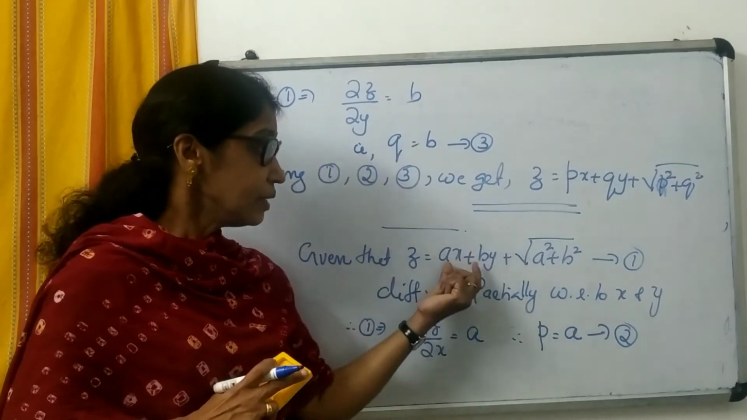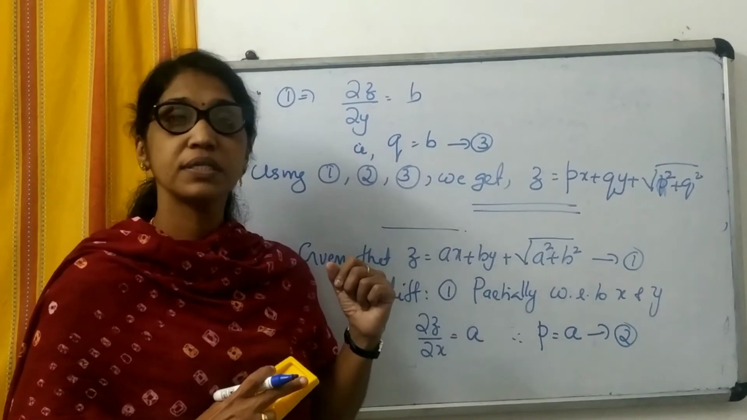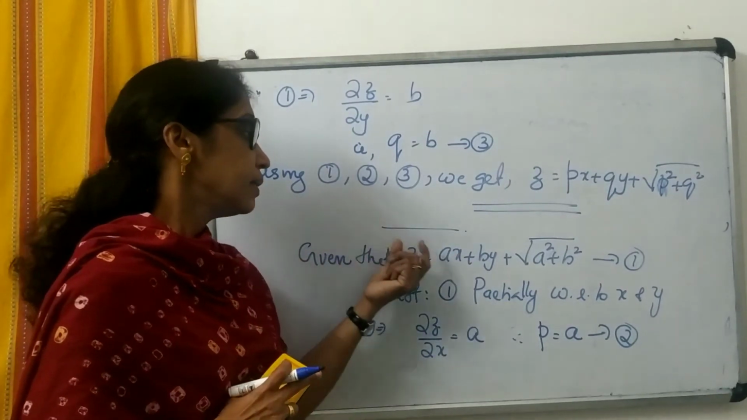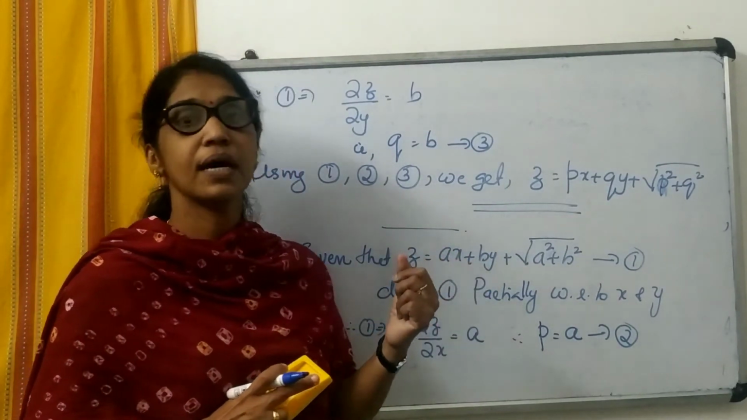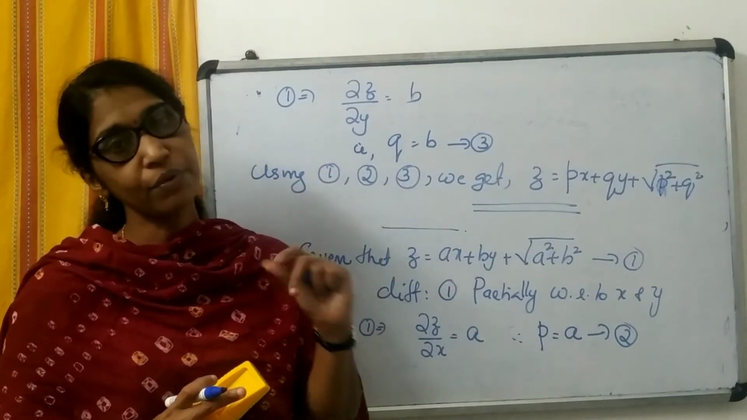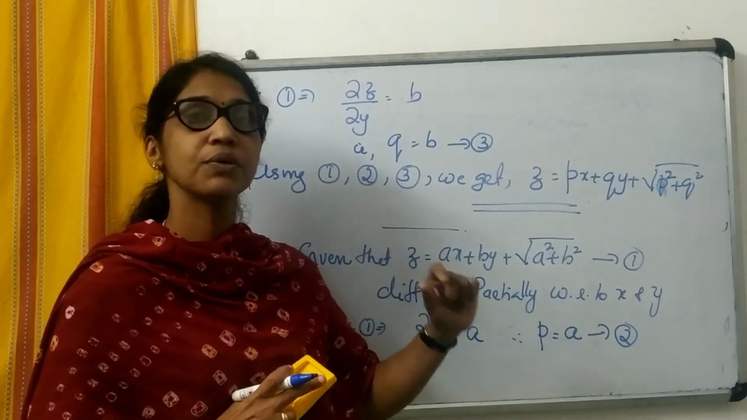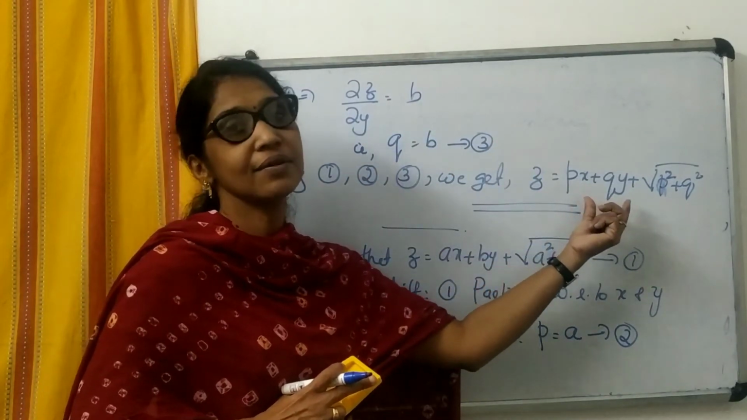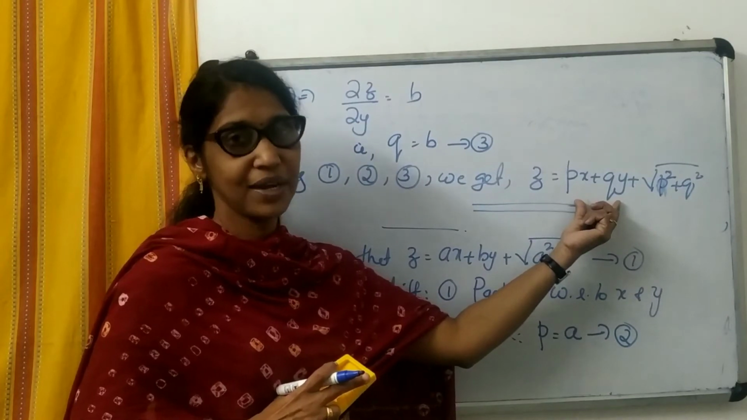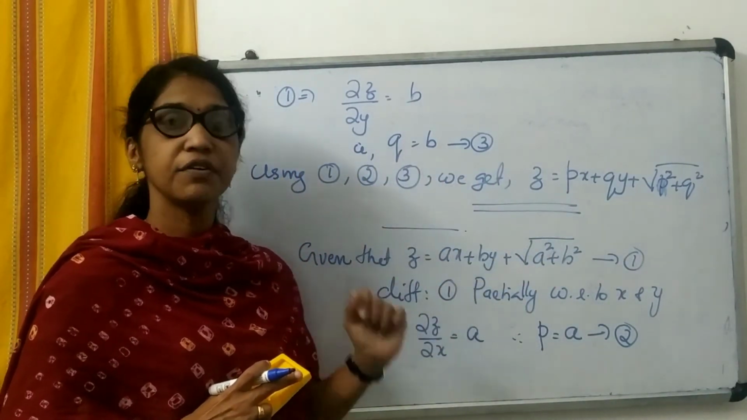Here in this question we have two arbitrary constants, and the independent variables are also 2. So the number of arbitrary constants is equal to the number of independent variables. So the partial differential equation we get is of order 1. So this is the method of finding the partial differential equation.